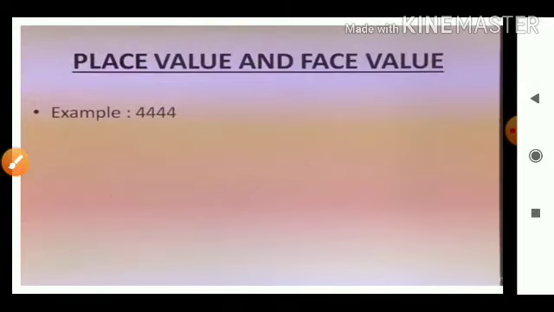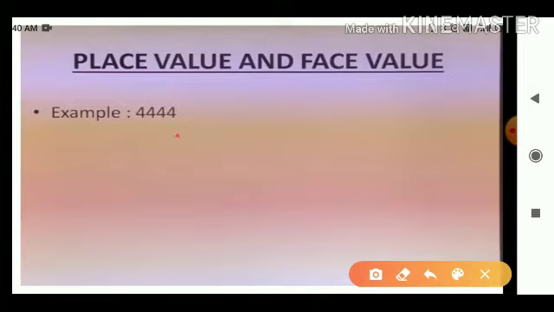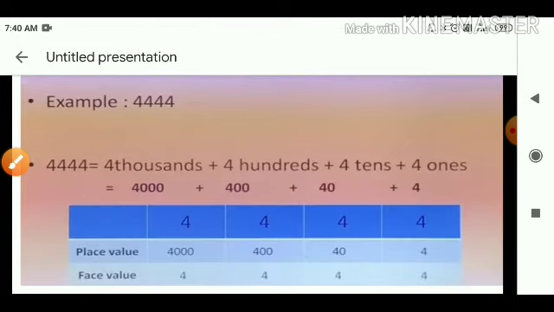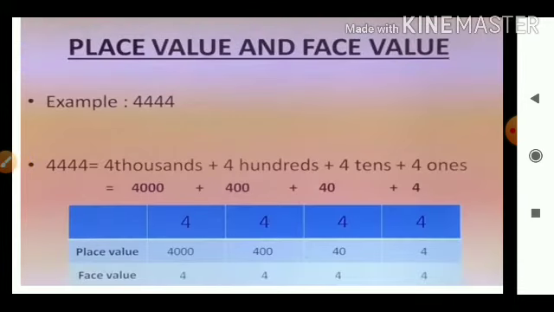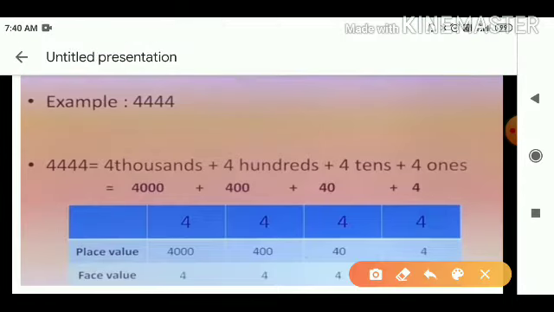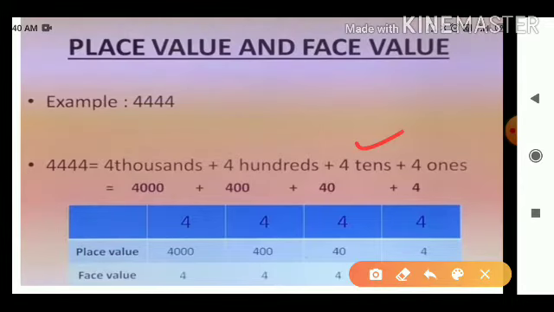We will take another example here. 4 is in ones position, tens position also 4, hundreds 4, thousands also it is 4 only. Then if we expand this, 4 ones, 4 tens, 4 hundreds, 4 thousands, then it becomes 4000 plus 400 plus 40 plus 4. The same digit is in every position.